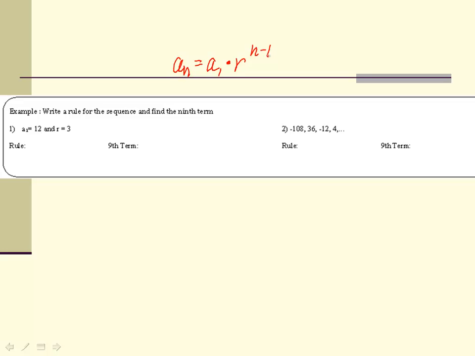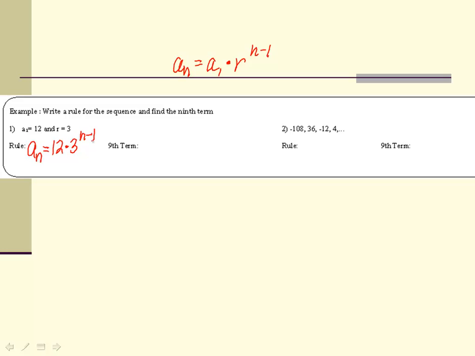Now, in number 1, they're going to ask you for a rule. The rule just means what is the equation. Well, if I'm looking for the nth term, I always take my first term, which is 12, times my ratio, so times 3 to the n minus 1. Well, that was really easy because they gave us the first term and r, so it wasn't a big deal.